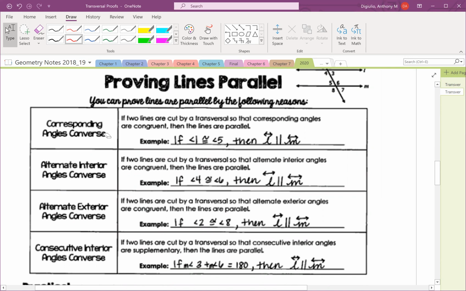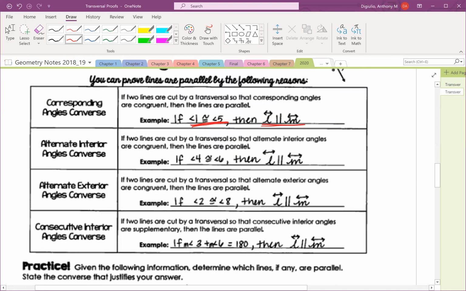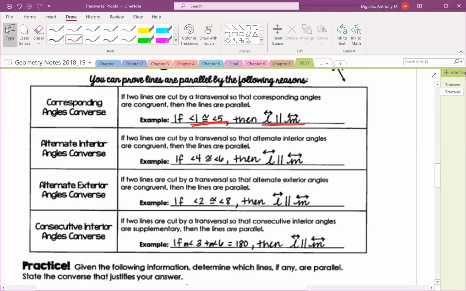So our normal corresponding angles theorem is, if we have two lines that are parallel, then the corresponding angles are congruent. So if we have the converse, remember we're switching our hypothesis and our conclusion. So we get, if two lines are cut by a transversal so that the corresponding angles are congruent, then we can prove that those lines are going to be parallel to each other. So it's just the converse of all the relationships that we've talked about before.